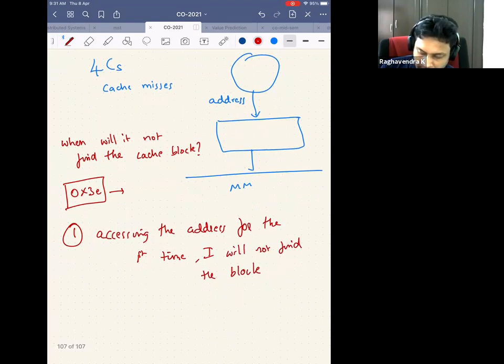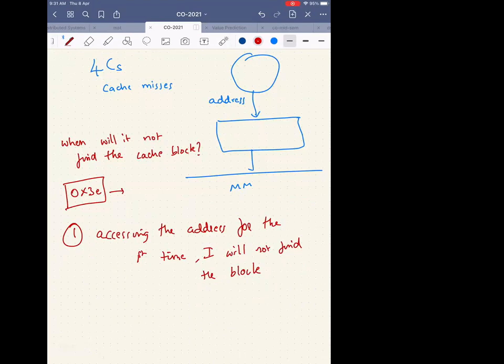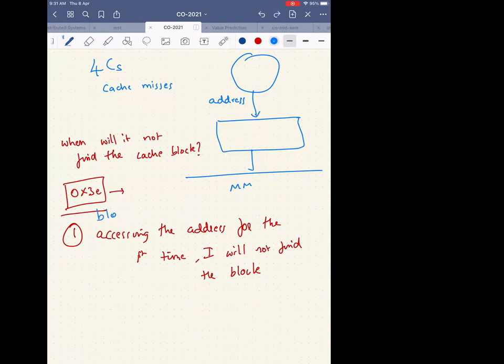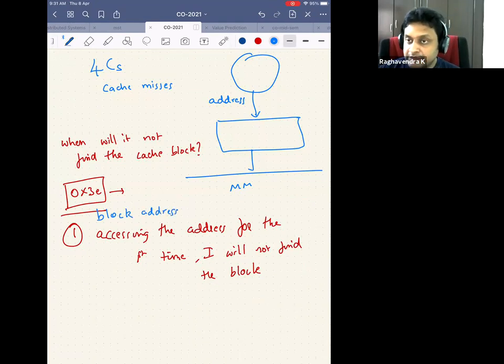So the address that I am talking about is a block address. I'm no longer talking about a byte address. So I'm just asking, when will this block address be a miss? When I'm talking about block address, I'm actually talking about the tag. So when I'm accessing the cache block for the first time, I will not find that block.